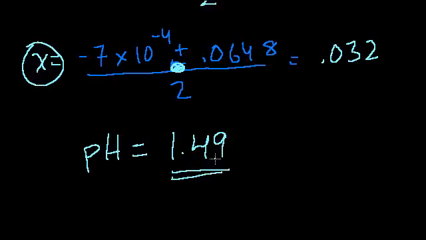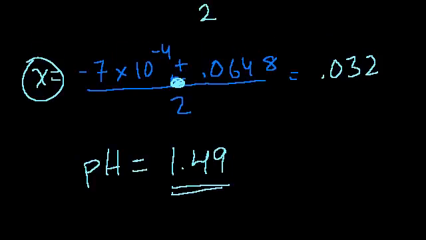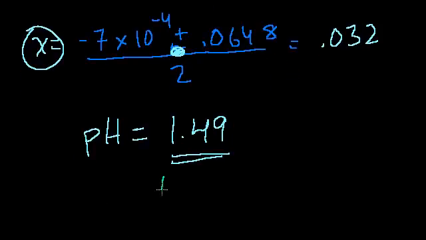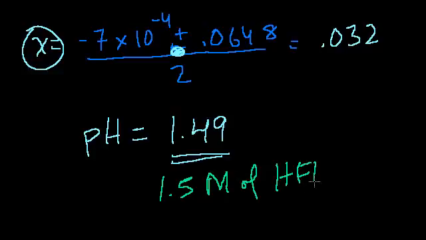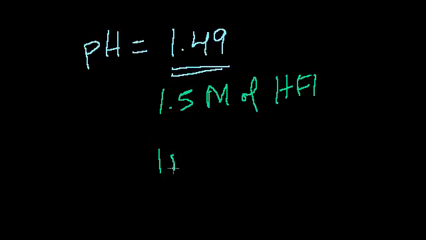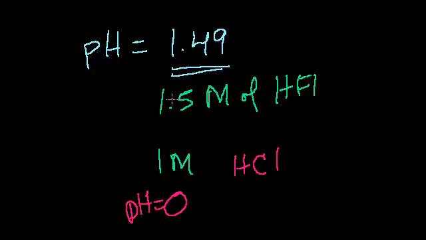But notice, this is 1.5 molar of hydrofluoric acid, while 1 molar of hydrochloric acid was even more acidic. It had a pH of 0. So even though we put more acid here, we didn't get our pH as low as when we used only 1 molar of hydrochloric acid. Anyway, see you in the next video.